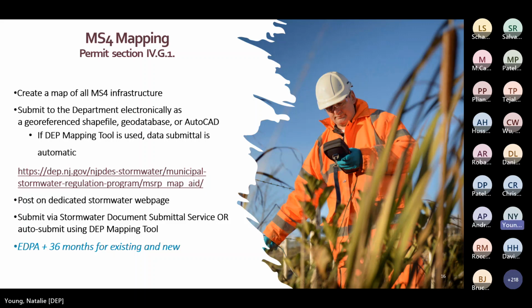The department has developed a free mapping tool for towns to use, and we can provide ArcGIS Online licenses for free. Additionally, the tool has been updated to accommodate any additional stormwater facilities and features that are required to be mapped. Kristen covered this information back on the first day of training. If the DEP mapping tool is used, data submission is automatic. Otherwise, the files will need to be uploaded via the online stormwater document submittal service. The MS4 infrastructure map shall also be posted on the permittee's dedicated stormwater webpage when it is complete.